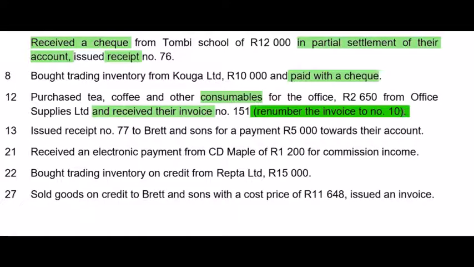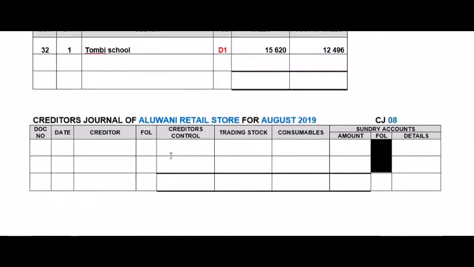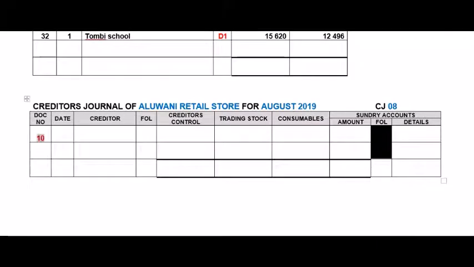So in the CJ, you will say invoice number 10 on the 12th. The company's name is Office Supplies Limited. I already had a creditor number 1 in this exercise, so I'm making this creditor number 2. If you got this wrong, it's okay because I forgot to give you that information. Every value in the creditor's journal must go to creditor's control. And in this case, we bought tea, coffee, and other consumables, so it goes to consumable stores.